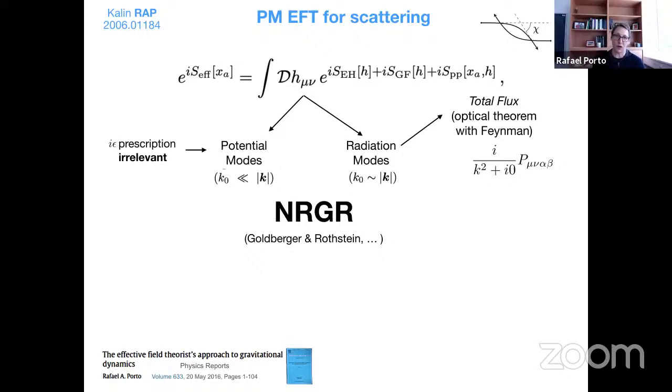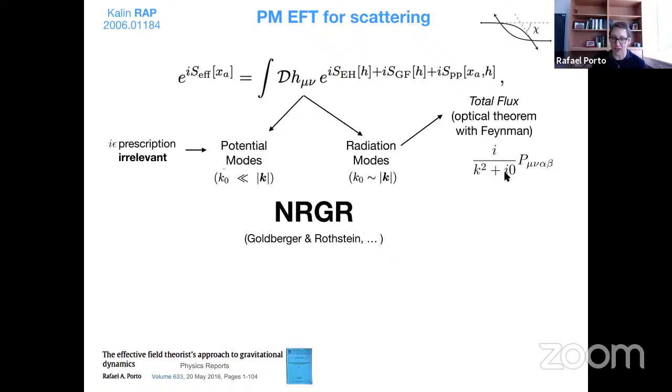Now, this is not new. This was done a long time ago in NRGR. For the binary case, this was done by Ira and Walter. Now, this whole issue about i epsilon prescriptions is non-trivial, as it has been emphasized by Thibault many times, and we have solved it since many years ago as well. For the potentials, the i epsilon, nobody cares because it's off shell. So as long as you do potentials, nobody cares. For the total flux, you can use the optical theorem, so you can use Feynman and cut, which is what amplitude people do, and therefore the i epsilon is Feynman, and everybody's happy.